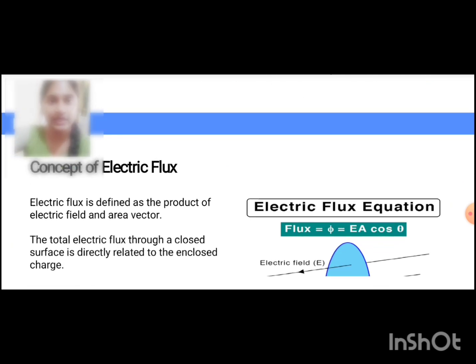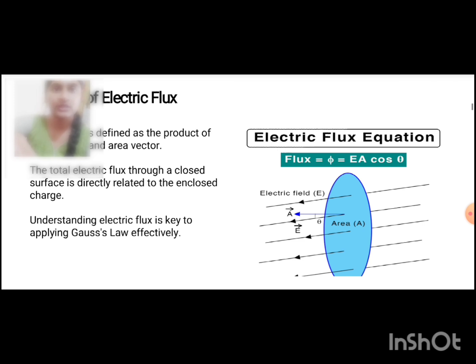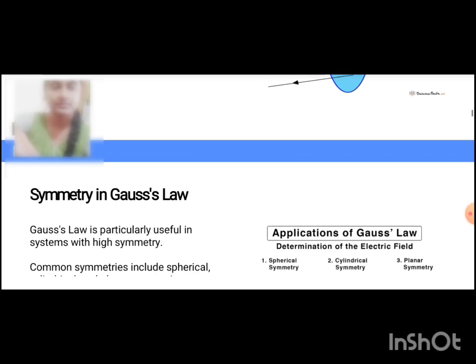The concepts of electric flux. So, electric flux is defined as the product of electric field and area vector. The total electric flux through a closed surface is directly related to the enclosed charge. Understanding electric flux is key to applying Gauss law effectively.